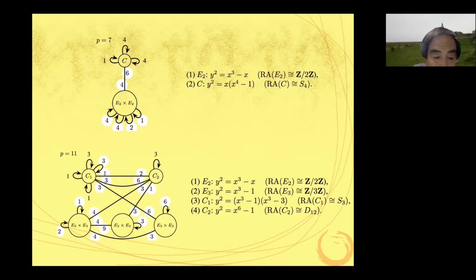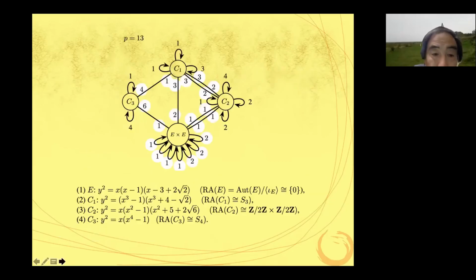And finally, this is the case of p is 13. Then in this case, we have three superspecial curves of genus 2 and only one supersingular elliptic curve. So the structure of the graph of Richelot isogenies becomes like this.